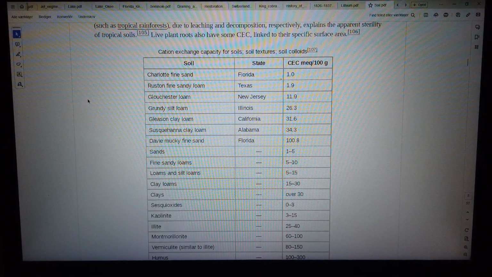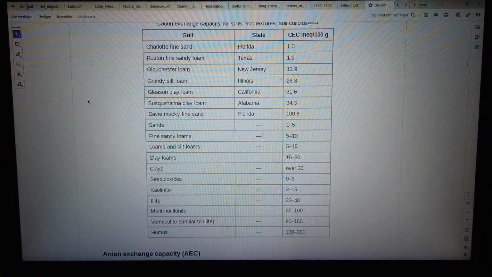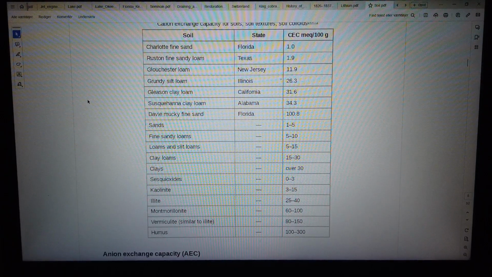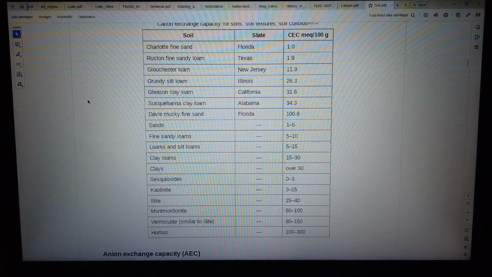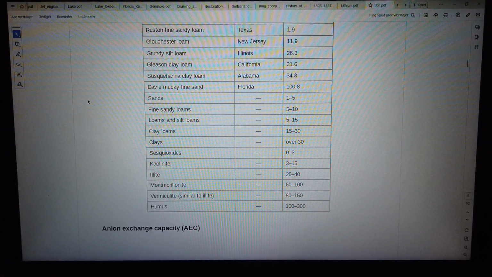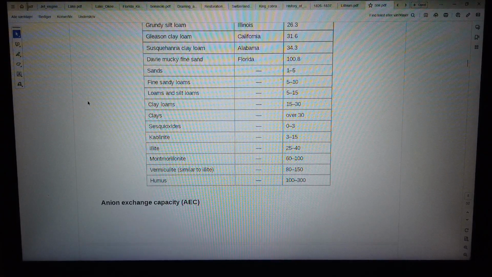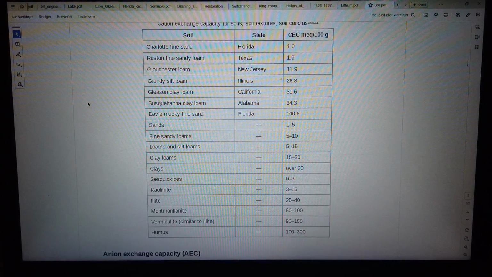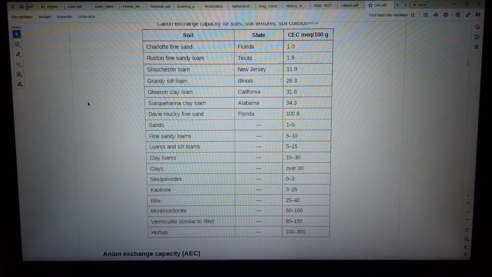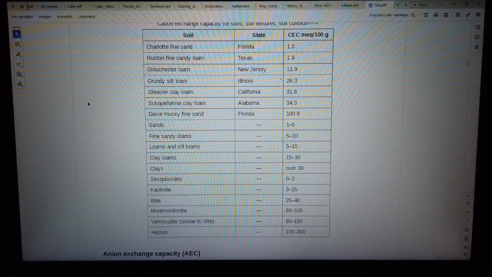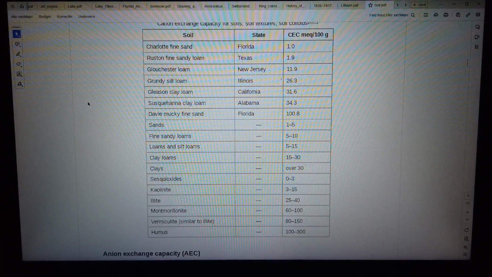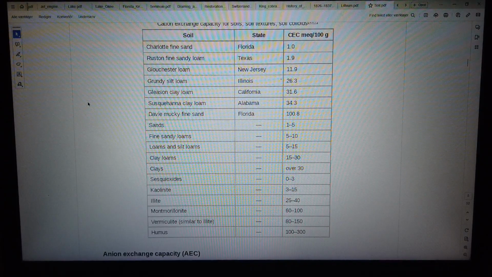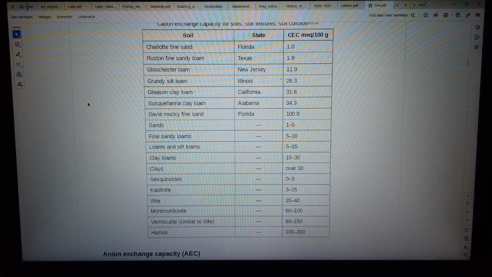Illinois, 26.3. Gleason Clay Loam, California, 31.6. Susquehanna Clay Loam, Alabama, 34.3. Davie Mucky Fine Sand, Florida, 100.8. Sands, 1 to 5. Fine Sandy Loams, 5 to 10. Loams and Silt Loams, 5 to 15. Clay Loams, 15 to 30. Clays, over 30. Sesquioxides, 0.3. Kaolinite, 3 to 15. Illite, 25 to 40. Montmorillonite, 60 to 100. Vermiculite, similar to illite, 81 to 150. Humus, 100 to 300.